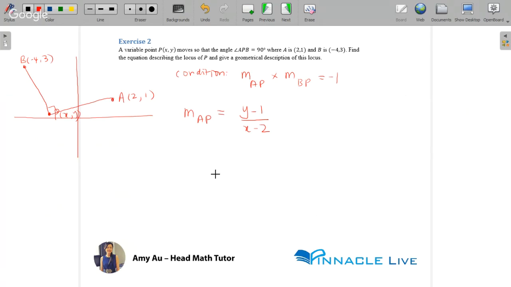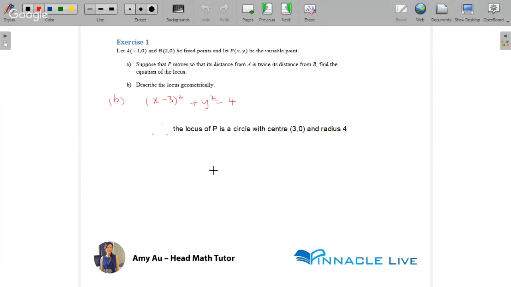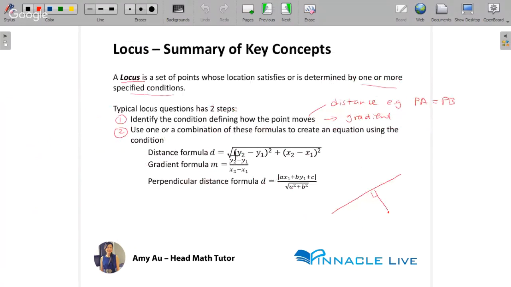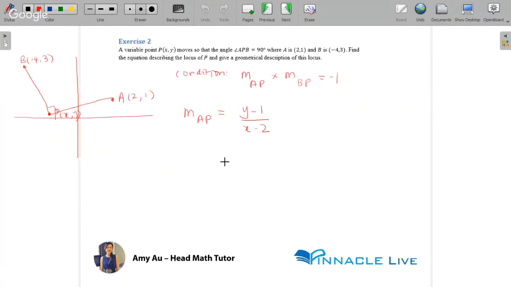All right, so that's it. I'm just using the gradient formula, just backtracking a bit. The gradient formula is y2 minus y1 on x2 minus x1. Okay, and then the other one is y minus 3 over x minus minus 4, which is x plus 4. Okay, so once you've got that, now we substitute this into the condition.